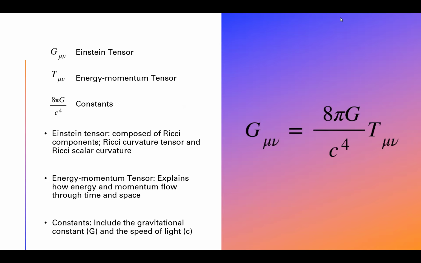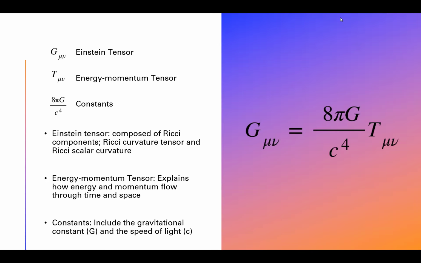The next tensor is the energy-momentum tensor. This can be seen to the far right of the Einstein field equation. The energy-momentum tensor is also a symmetric two-tensor and explains the universe's matter content while also encompassing the components of energy density, energy flux, shear stress, pressure, momentum flux, and momentum density.